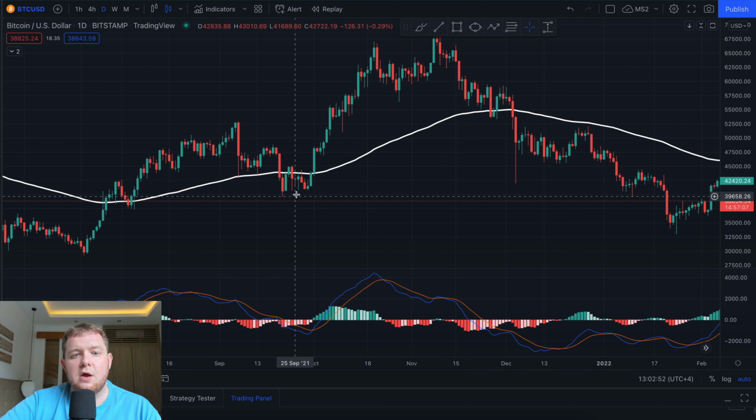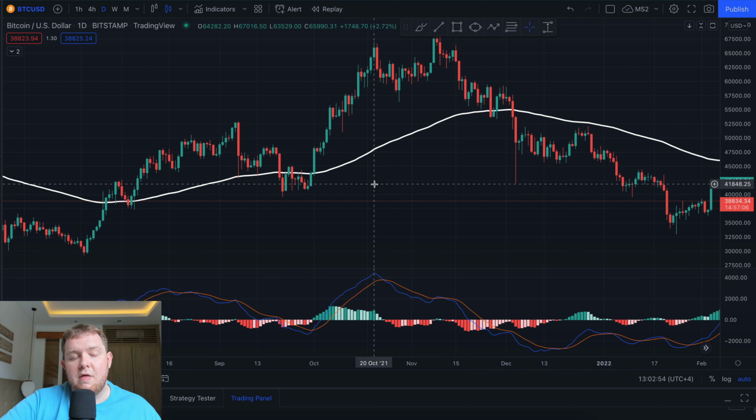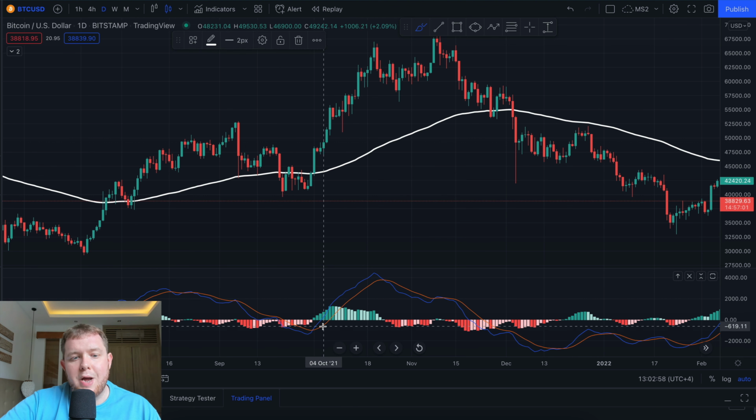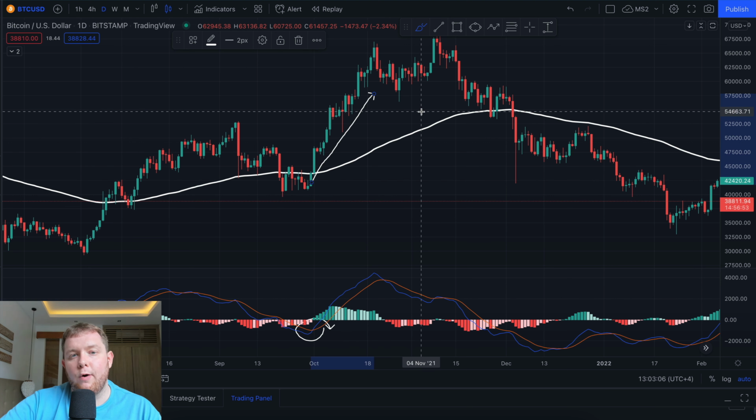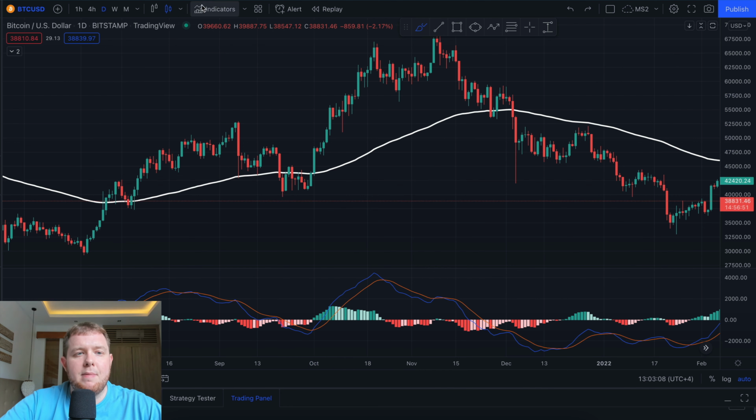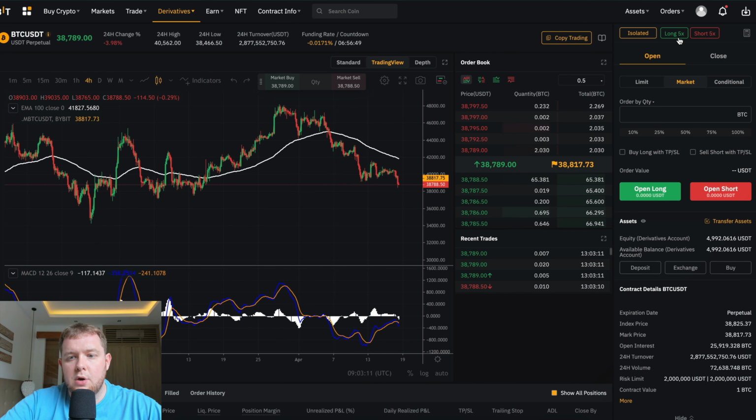So the basic methodology of this trading strategy is to enter when we see the MACD cross above the signal line. This is a bullish entry, and this means we are bullish on the price going up. So this would be on Bybit, this would be a long position. So we would open a long position right there.